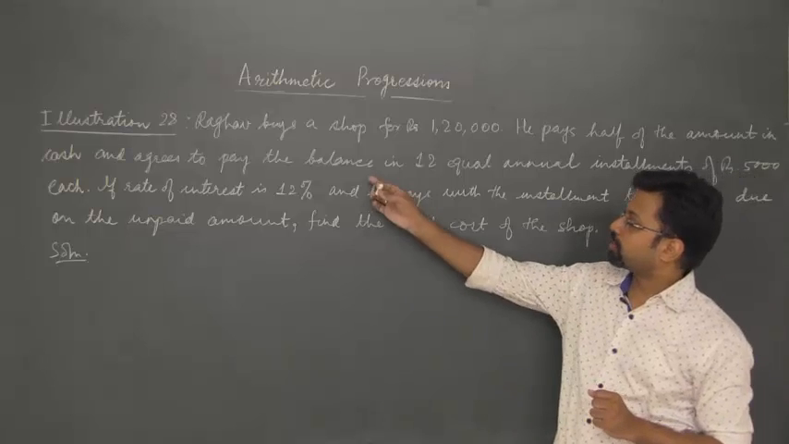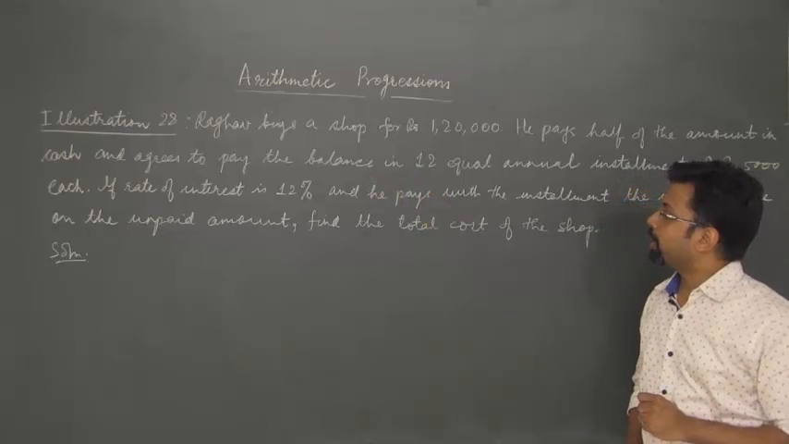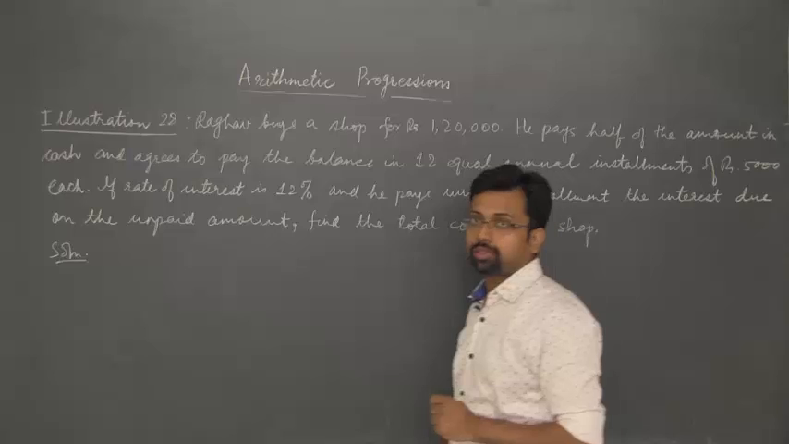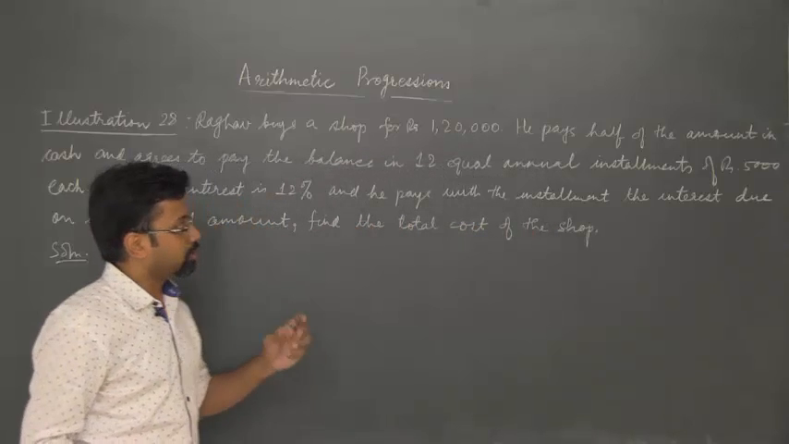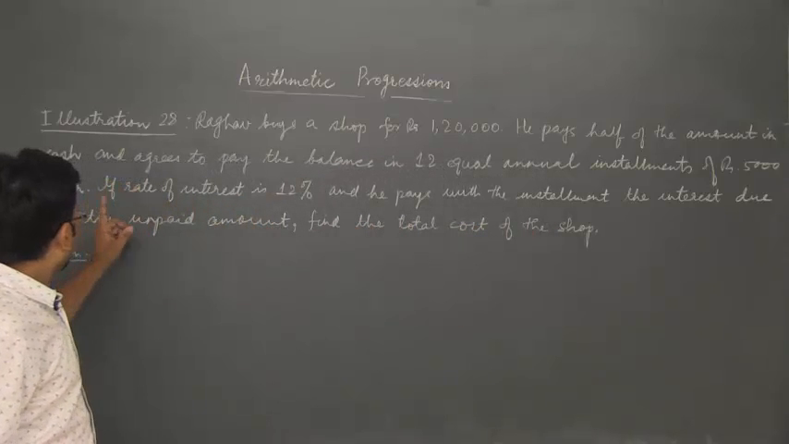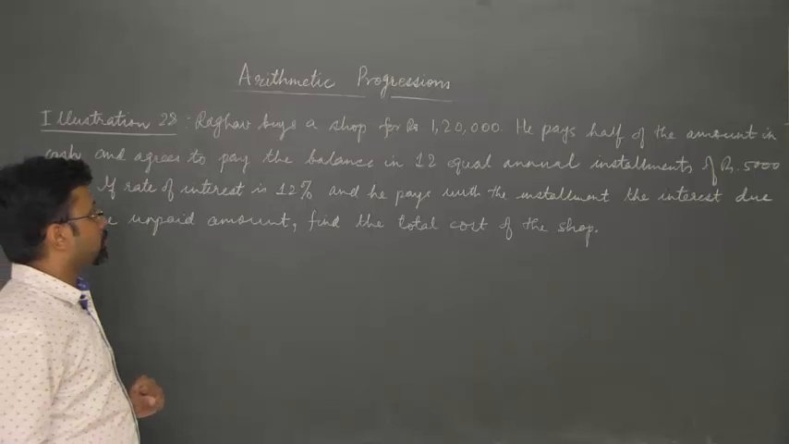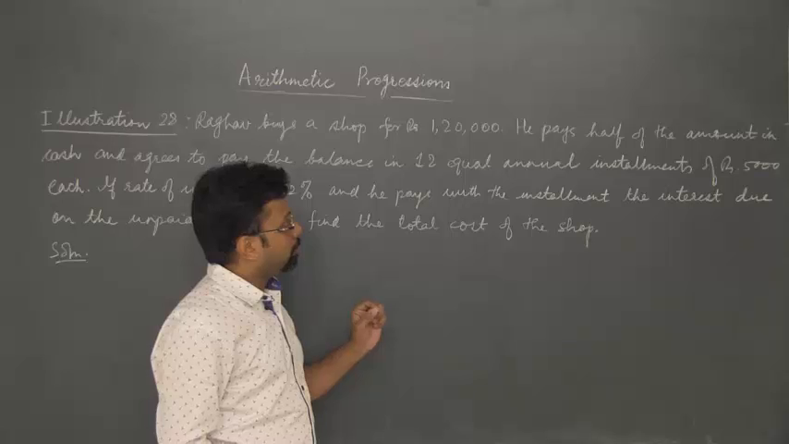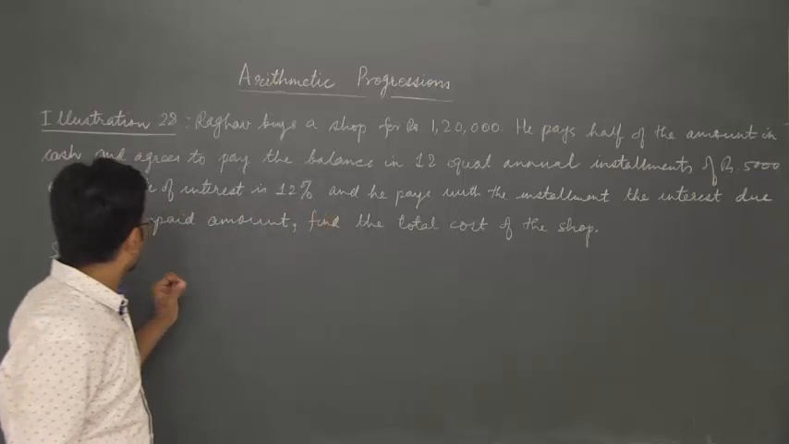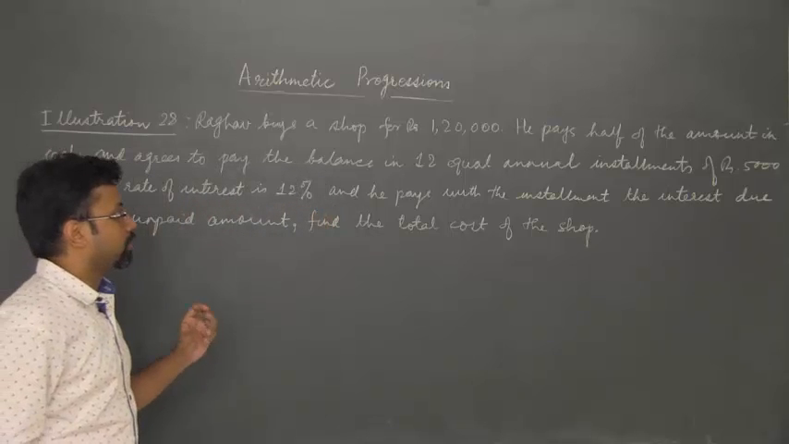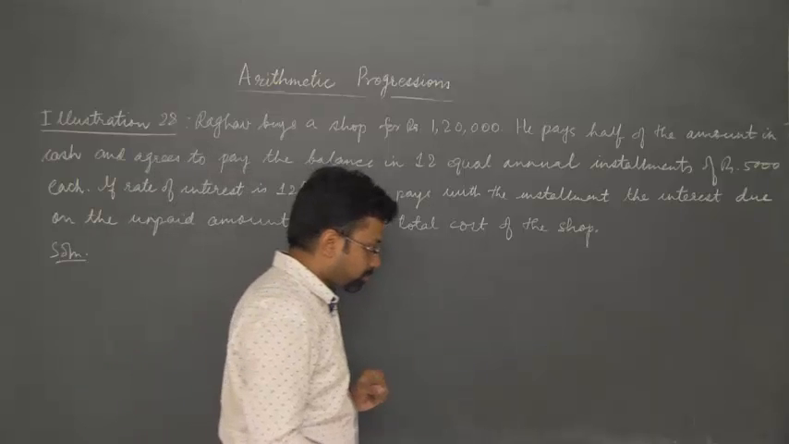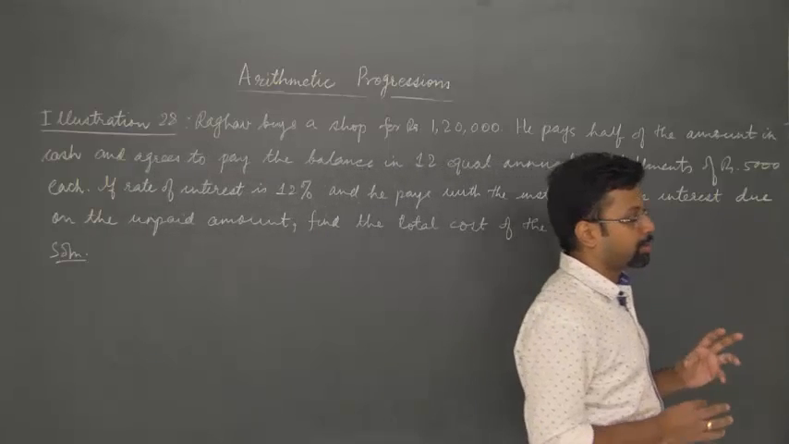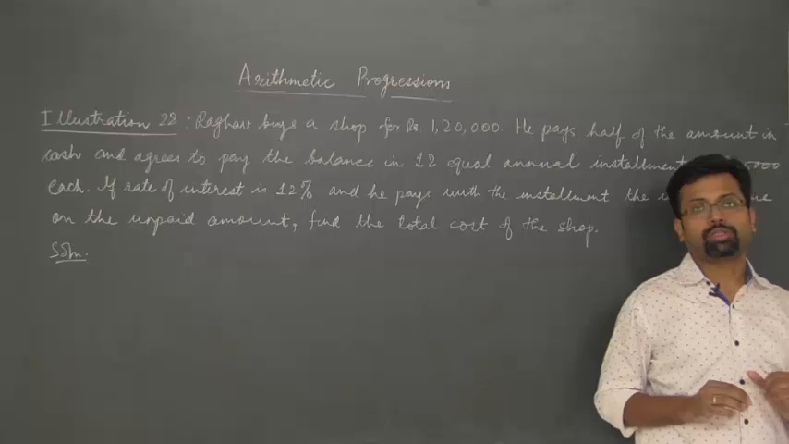So the balance of 60,000 he agrees to pay in 12 equal installments of rupees 5,000 each. If the rate of interest is 12% per annum and he pays with the installment the interest due on the unpaid amount, find the total cost of the shop. Now what does this question say? It is a bit complicated. Let's first understand what the question asks.